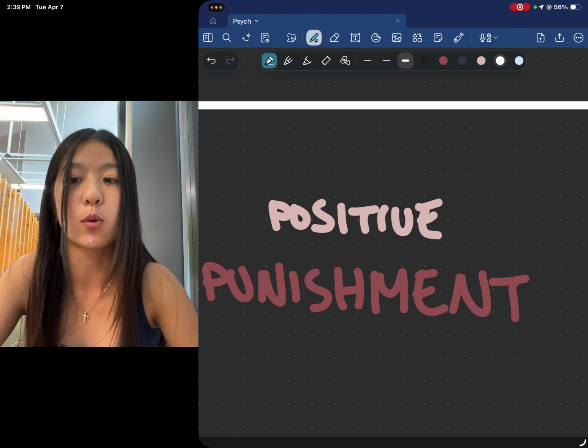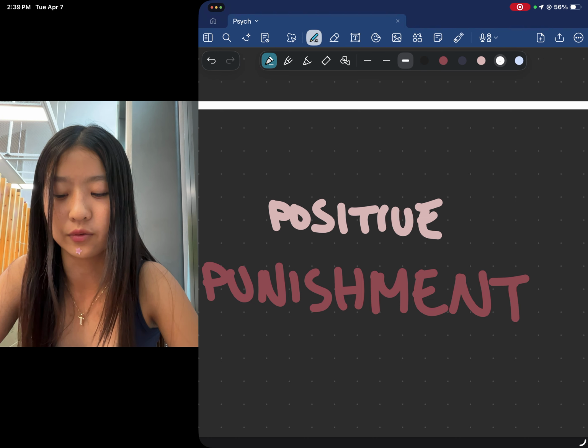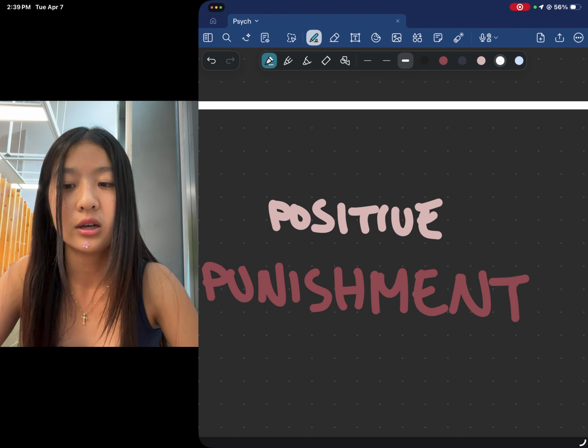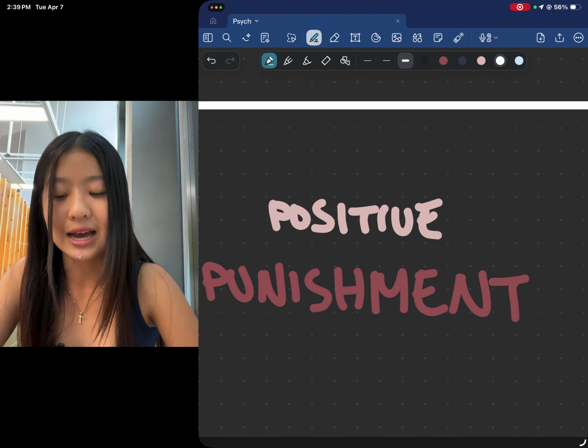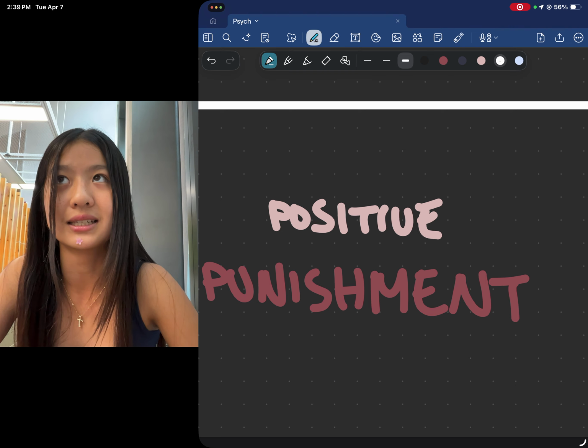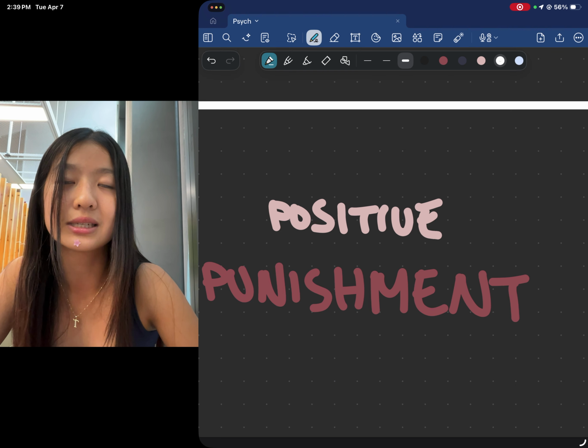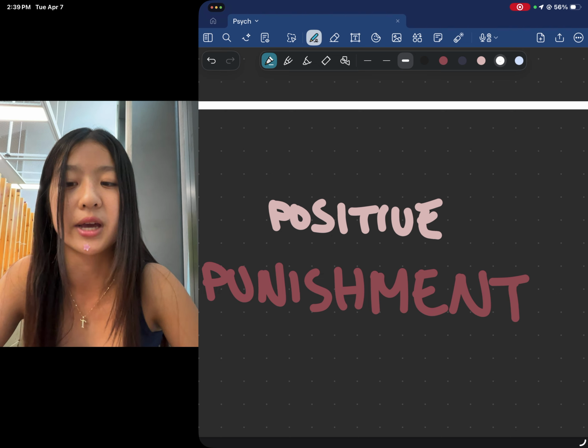Now moving on to punishment. Punishment is the behavior that we're avoiding, not the behavior that we are reinforcing. We don't want this behavior. So positive punishment is adding a not so pleasant stimulus to decrease the chance of this behavior happening.